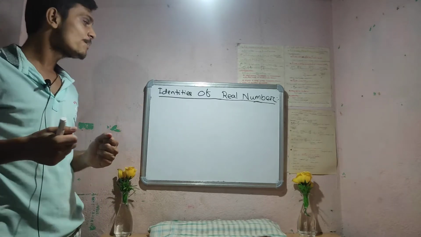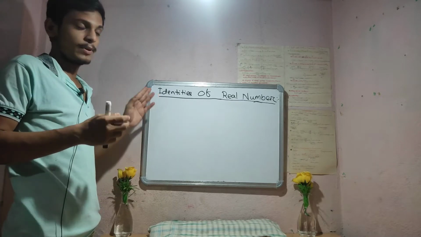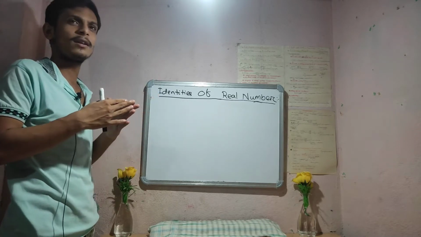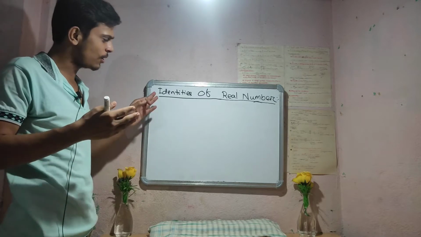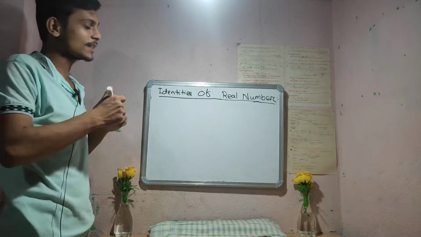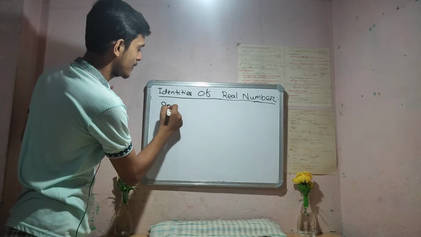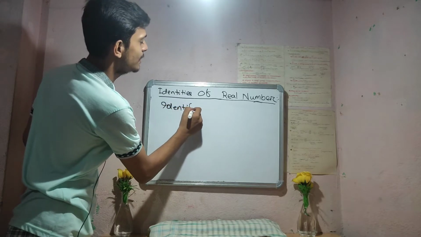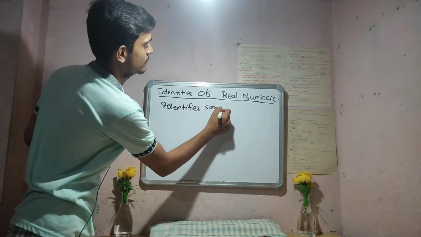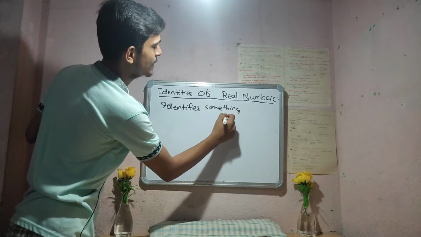Clear? So what is identity? Before going to discuss the identity, you already know from class 8 or class 7 what identity is. It is something that identifies something. That is called an identity.